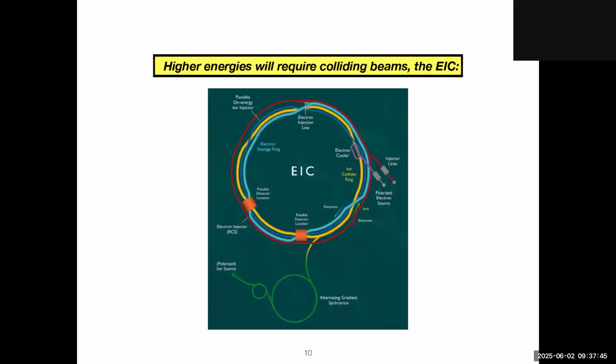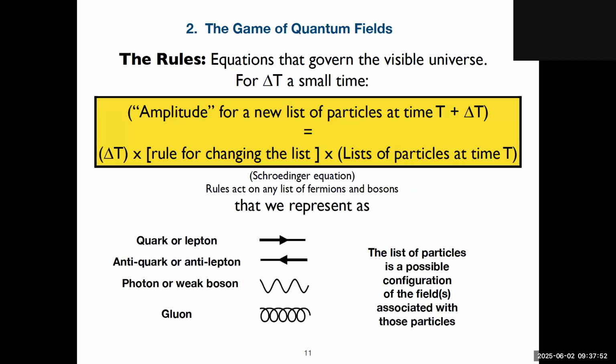So higher energies will require colliding beams, and that's where the EIC comes in. So that was the first part.